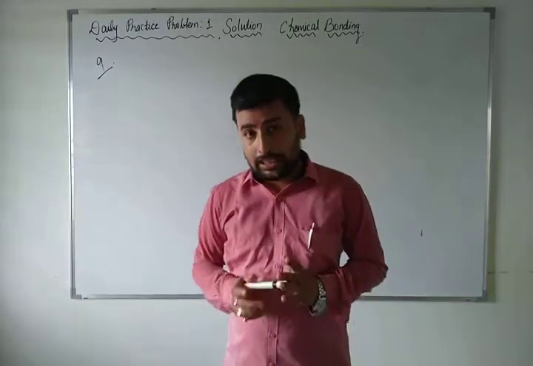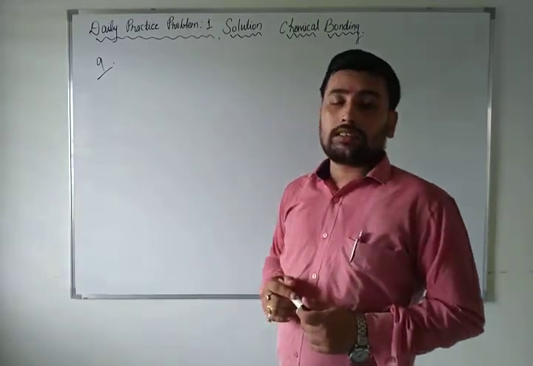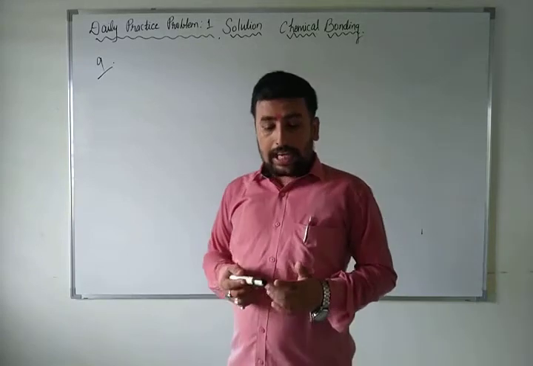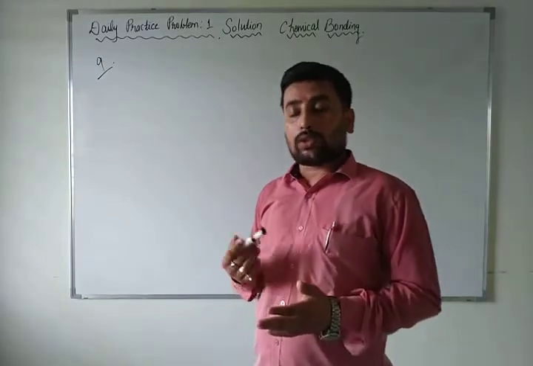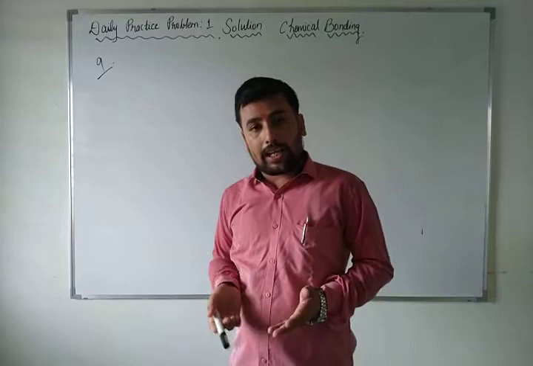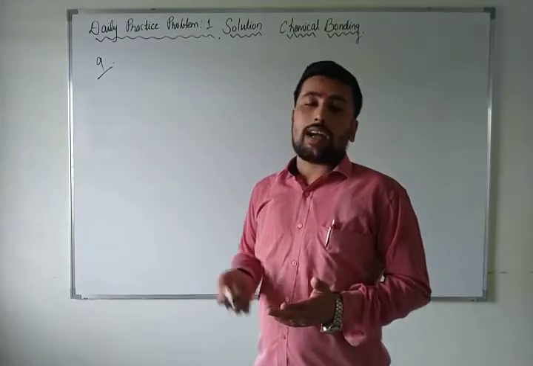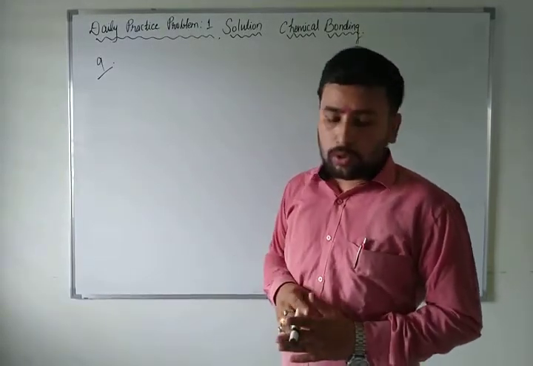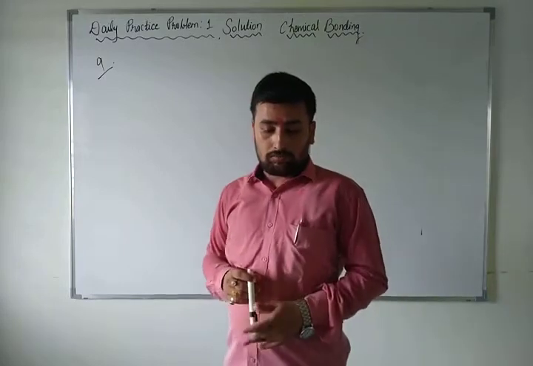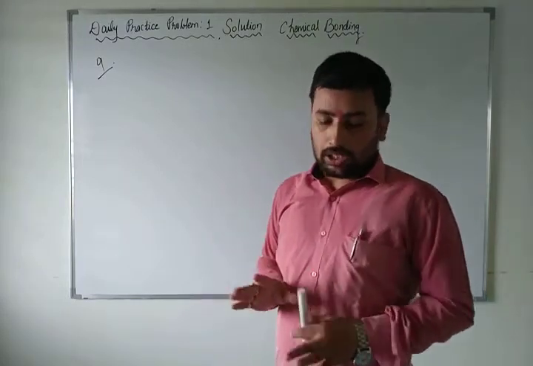First one, they are good conductors. Second, they are soluble in polar solvents. Third, they consist of ions. And fourth one, they generally have a high melting point. All the four options are right for ionic. So that was the 9th.